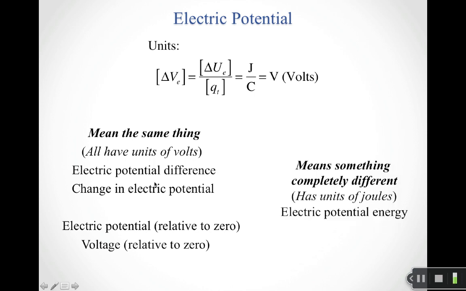What is clearly different is the electric potential energy. As soon as you tack energy on the end, that's a different thing. So the change in the electric potential energy, that's our delta U. The change in the electric potential, that's our delta V. Those two things have different units. One has units of volts, one has units of joules. But there are a lot of ways that we will end up referring to electric potential, so just keep that in mind.